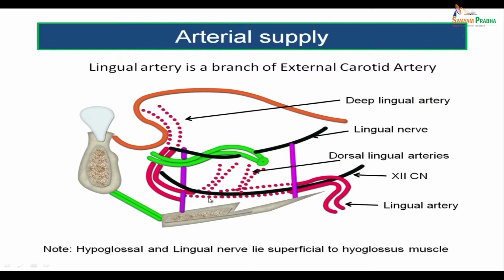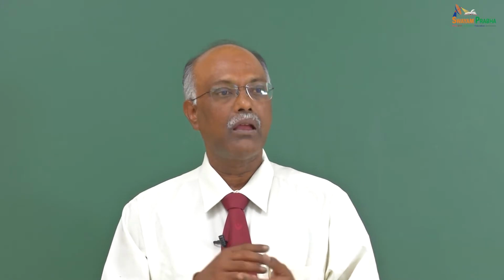Now let us have a look at the arterial supply of the tongue. The lingual artery is a branch of the external carotid artery. What are the other branches from the external carotid artery? You have the superior thyroid artery. Okay, what else? You have the ascending pharyngeal, facial, lingual. What are the posterior branches? Occipital artery, posterior auricular artery, and there are two terminal branches. Which are the two terminal branches of the external carotid? The superficial temporal and the maxillary arteries.